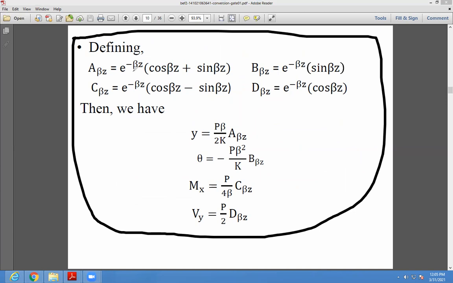Then write down this. For simplification only, we have taken these terms A beta Z, B beta Z, C beta Z, D beta Z. As the equation is with you, only for simplification we have taken these terms. So write down these terms and then rewrite the equations of deflection, slope, moment, and shear. Please write down these equations.